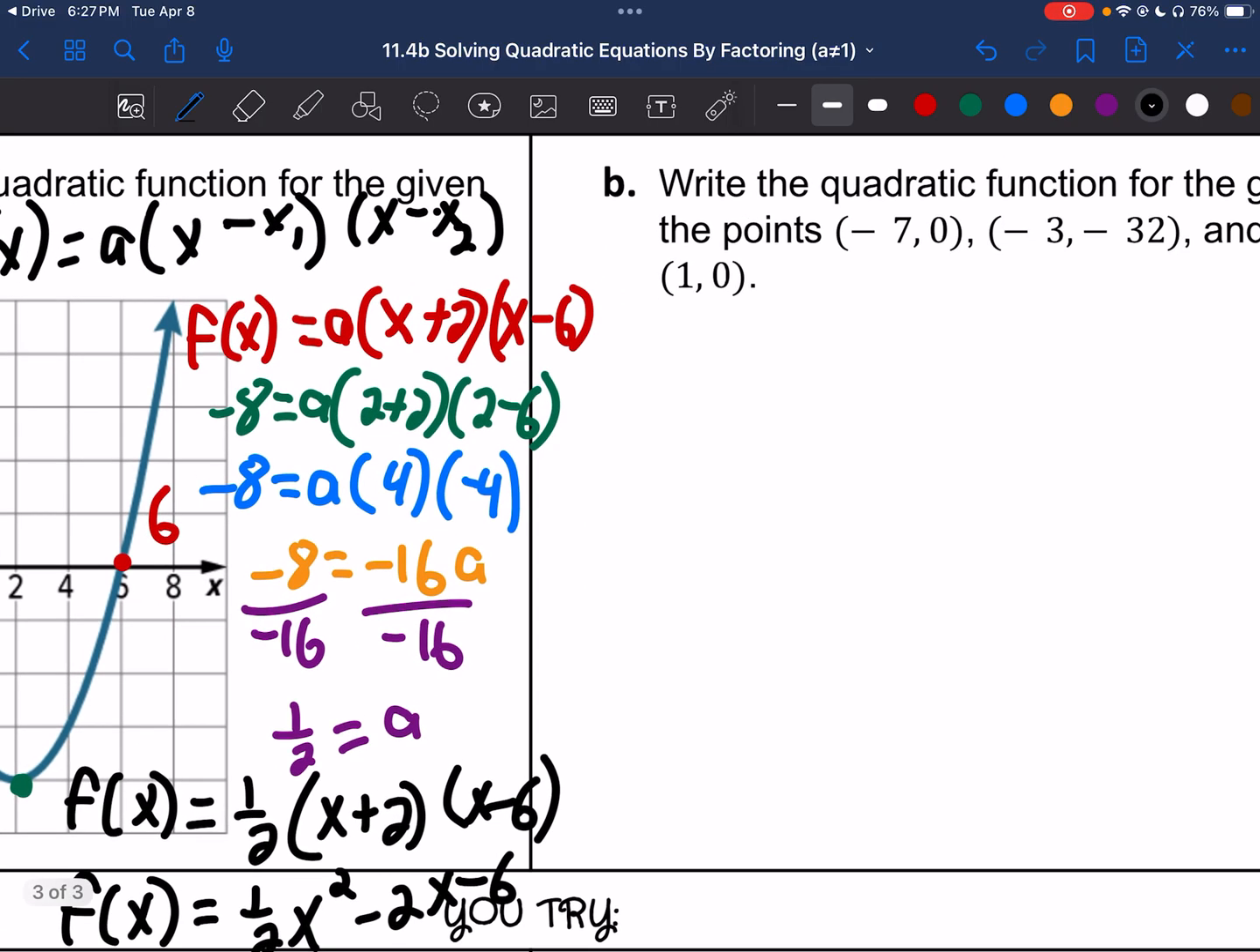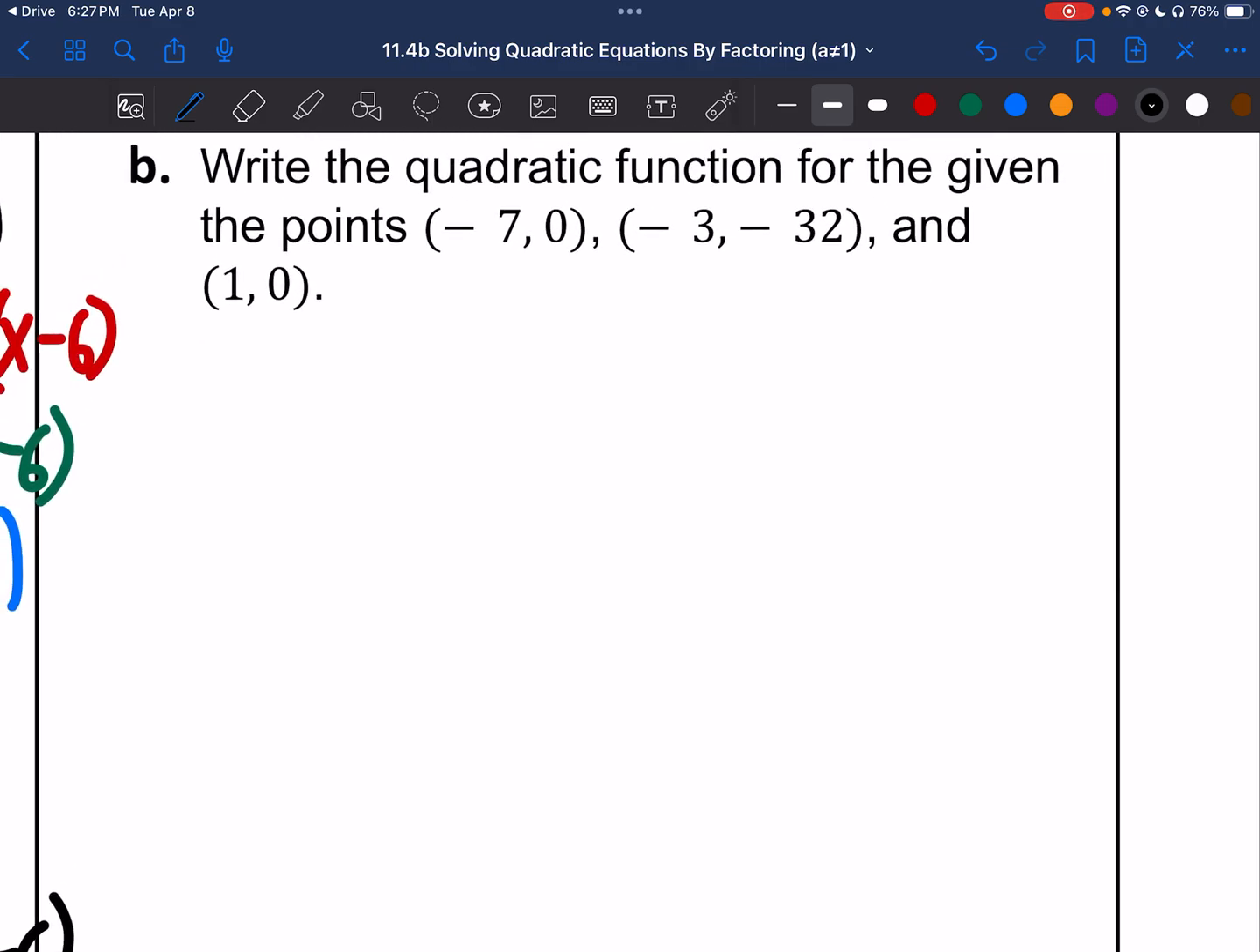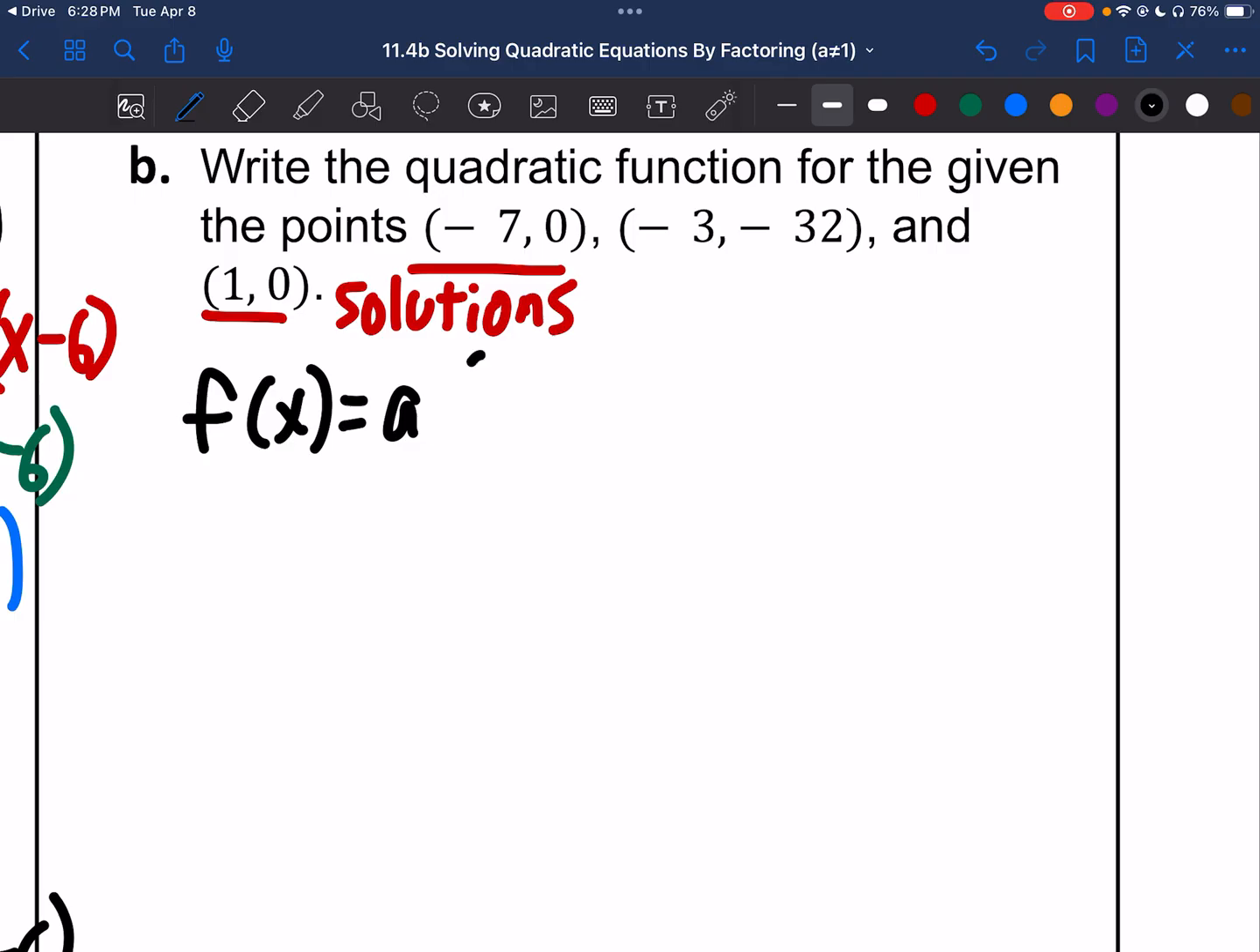Write a quadratic function for the given points -7, 0, -3, -32, and 1, 0. Well, -7, 0, and 1, 0, those give me my two solutions, right? I know those are my x-intercepts. And what is going to give me -7 as a value? It's going to be x plus 7, right? So we're going to have f of x equals a times x plus 7, right? Because if we set that equal to 0, we subtract 7 from both sides, we're equal to -7. x plus 7. Our second value, to get a positive 1, we need x minus 1. All right?